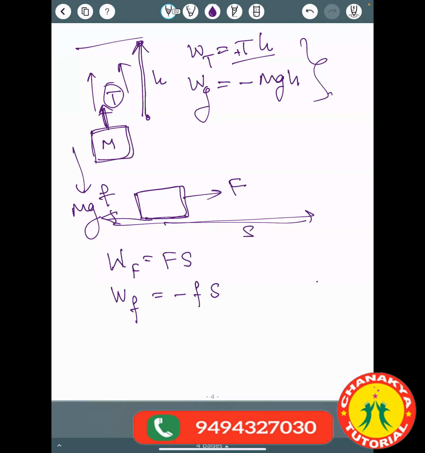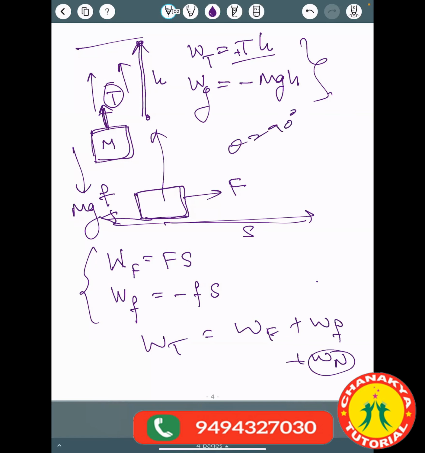Sir, how about total work done? You add it. Work is a scalar quantity, it is like numbers, we can just add it. Total work done is work done by F plus work done by friction plus work done by normal. But work done by normal is 0 because normal and displacement are perpendicular, so when theta equals 90 degrees, that will be 0. If they are asking total work done, consider each force, calculate separately, and then add.